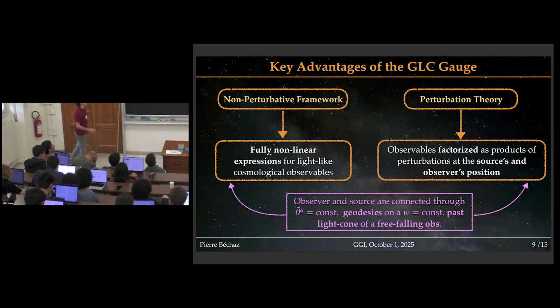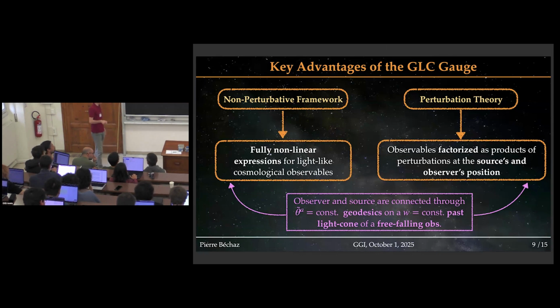Okay, so let me stress again the key advantages of using such a gauge. They are twofold. In a non-perturbative framework, you can produce, as for the redshift, fully nonlinear formulae for the cosmological observables you are interested in. And in a perturbative regime, the nice thing is that observables are factorized as products of perturbations, which are just evaluated at the initial point, so the source position, and at the observer position, at the final point. So you get rid of nested integrals along the line of sight.